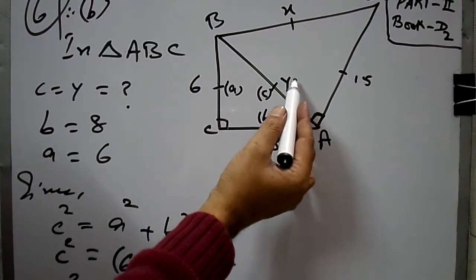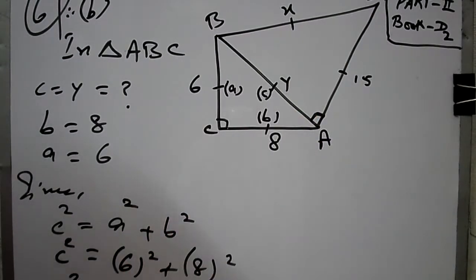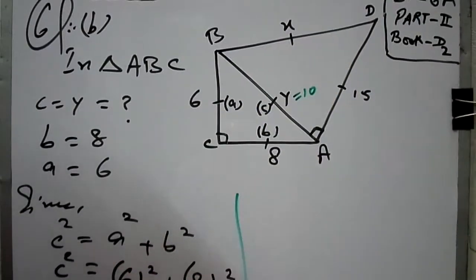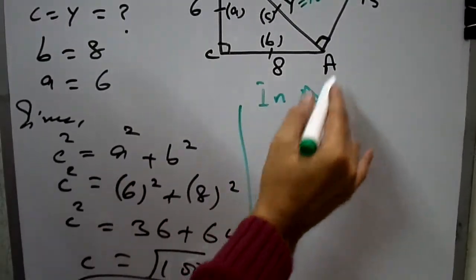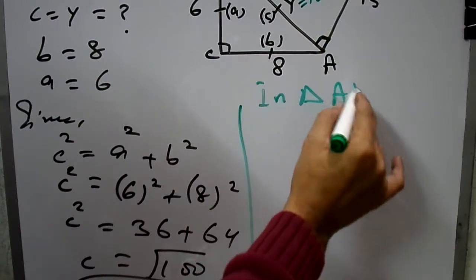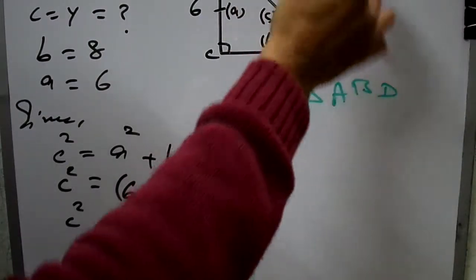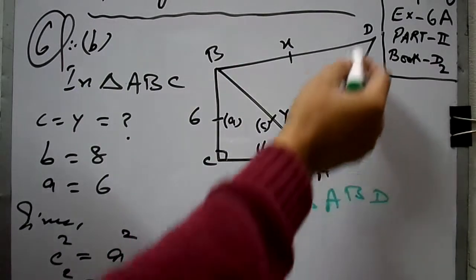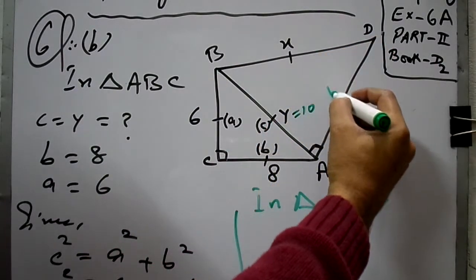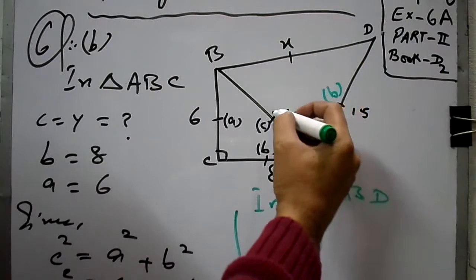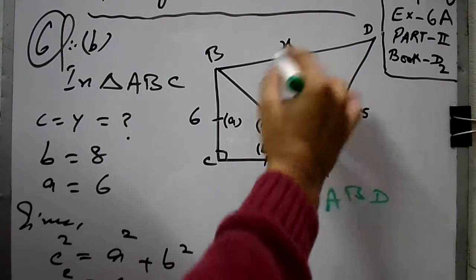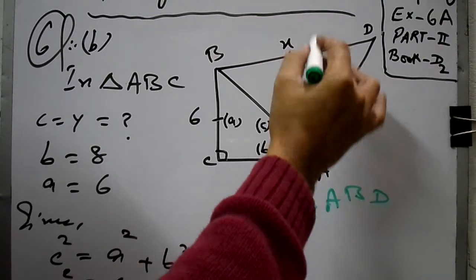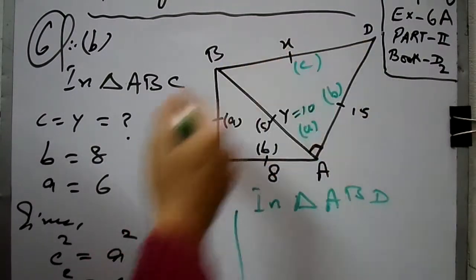So you have calculated the value of y, that is 10. Now when you take this triangle, triangle ABD, here that one is your 90 degree angle, so that is your perpendicular, that is your base. In this triangle it is represented by A, and that is your C, because that is your hypotenuse.